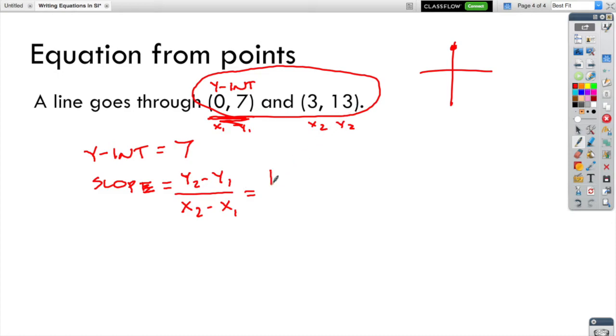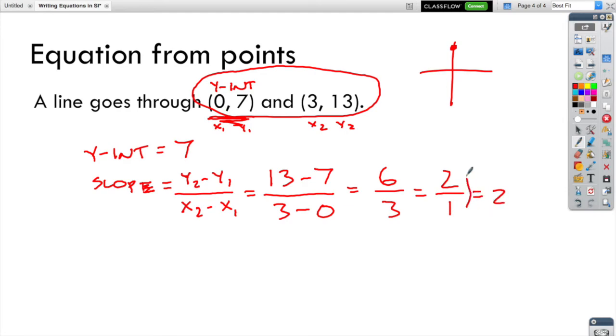So y2, which is 13, minus y1, which is 7, which gives us a rise of 6. Then x2 minus x1, which is 3, we have a run of 3. And since we write equations in fraction form, slope in fraction form, let's reduce it. So 6 over 3 reduced down to 2 over 1, or just 2. Okay, so this graph, if we were to do it, would have a rise of 2 and a run of 1. Okay, but again, we're not looking for the graph, we're looking for the equation.